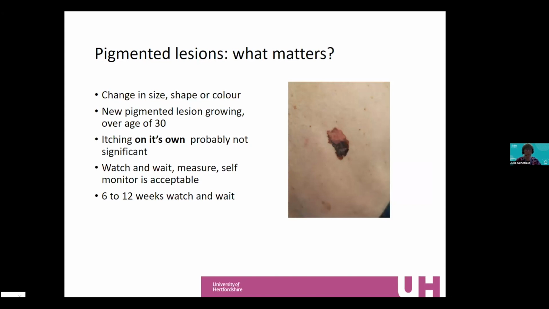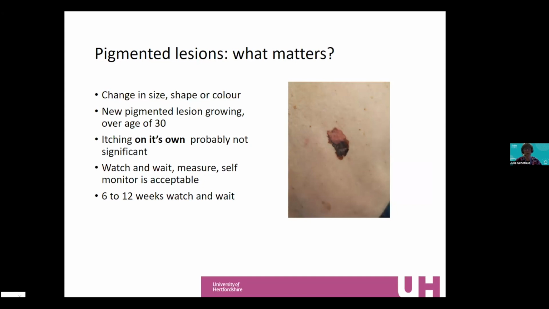So your neighbor or your friend rolls up that arm and they say, what do you think about this? And we get this a lot as healthcare professionals. I had it from a woman at a swimming pool when my children were small. And it's very challenging, actually. But what you want to ask is, is it changing? Is it changing in size, shape, or color? Is it new? And remember that if you're not sure, what we do a lot of is watch and wait.